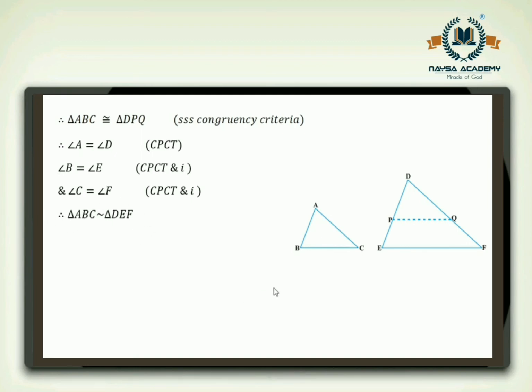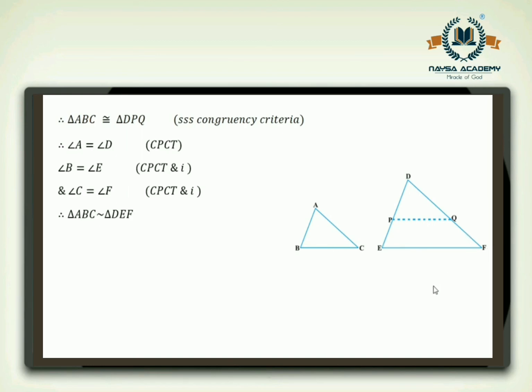Now again, if we revise what we have done here, in triangle ABC and triangle DEF, it is given that AB upon DE equals BC upon EF equals AC upon DF. We have to prove that their corresponding angles are equal, and hence that they are similar triangles.